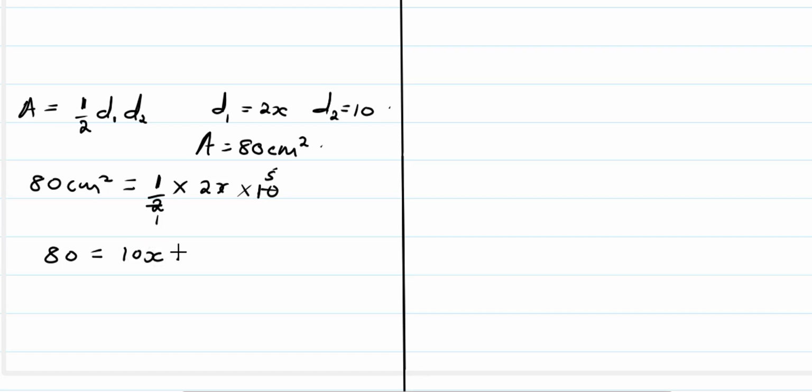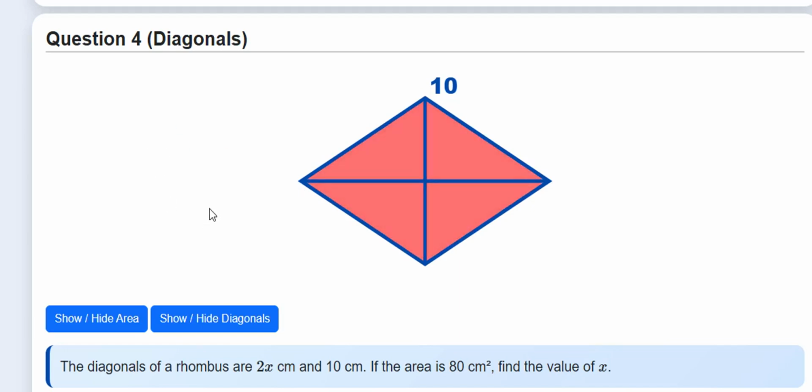Then from there, to get the value of x, I need to divide both sides by 10, so it will be 8 divided by 10. So then x becomes 8 centimeters, like that. So that is the missing diagonal in this rhombus here.